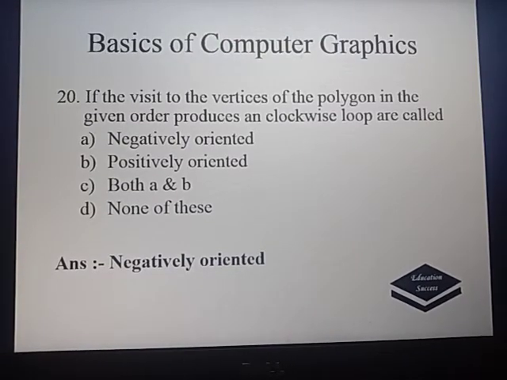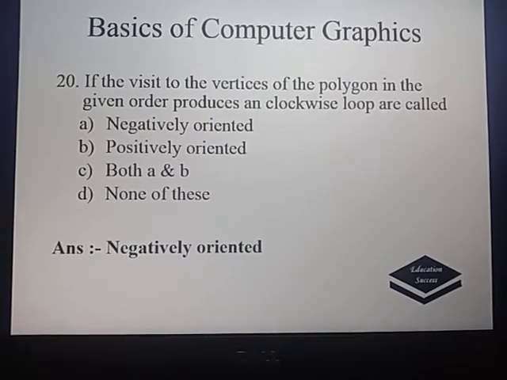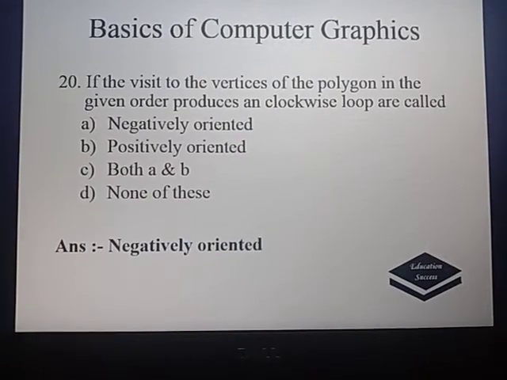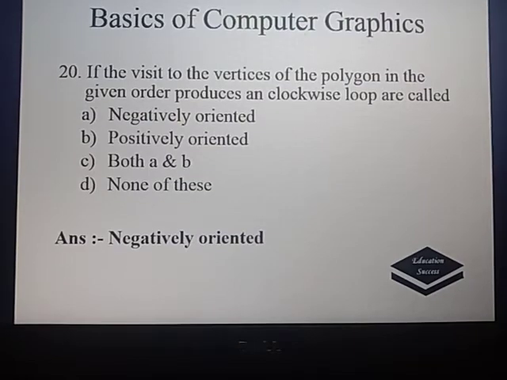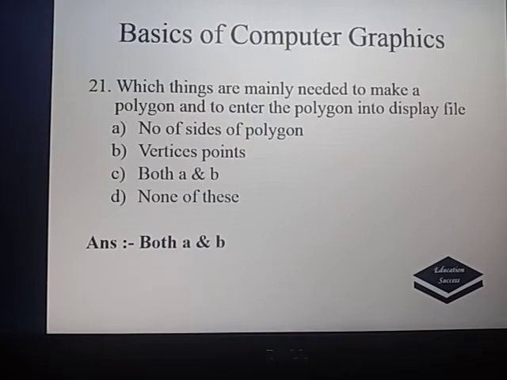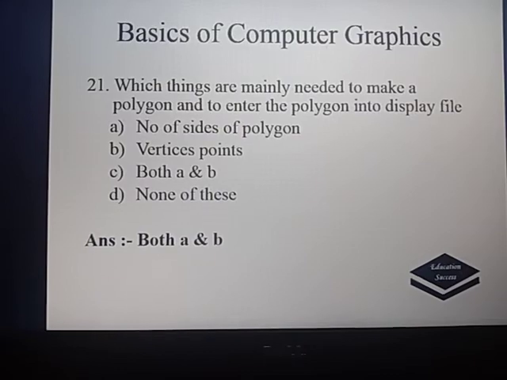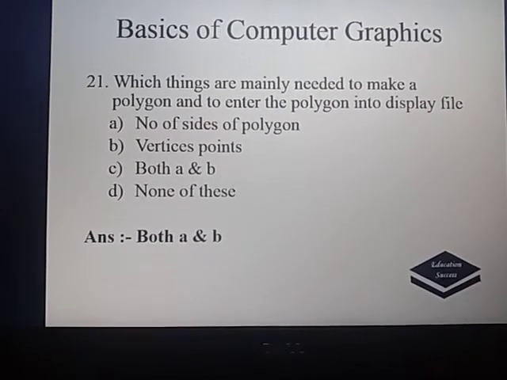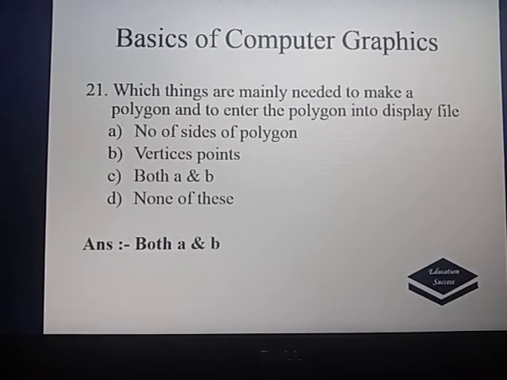If visiting the vertices of a polygon in the given order produces a clockwise loop, it is called: negatively oriented, positively oriented, both A and B, none of these. Correct answer is negatively oriented. Which things are mainly needed to make a polygon and to enter the polygon into the display file? Number of sides of polygon, vertex points, both A and B, none of these. The correct answer is both A and B.